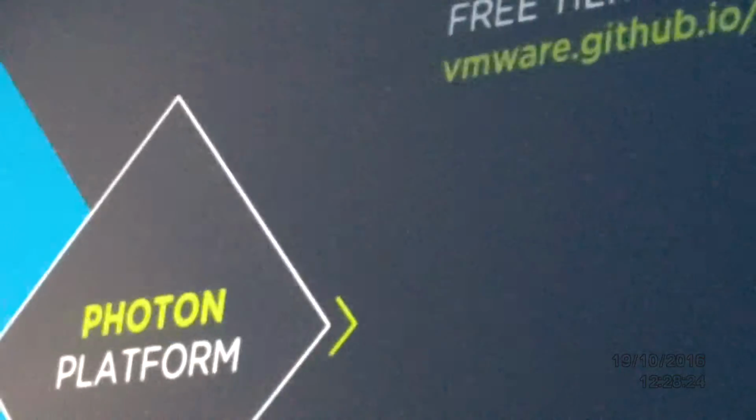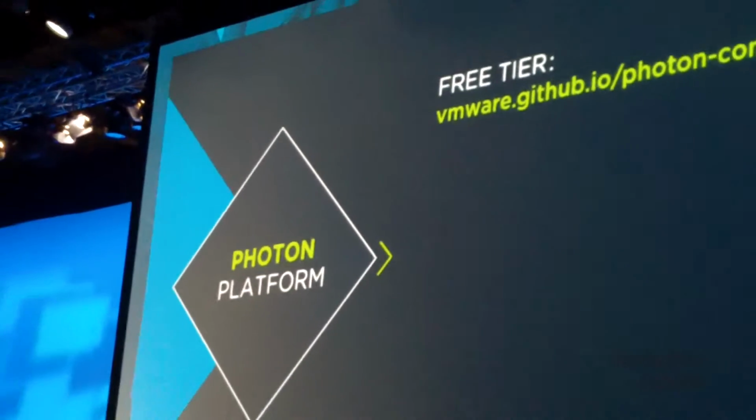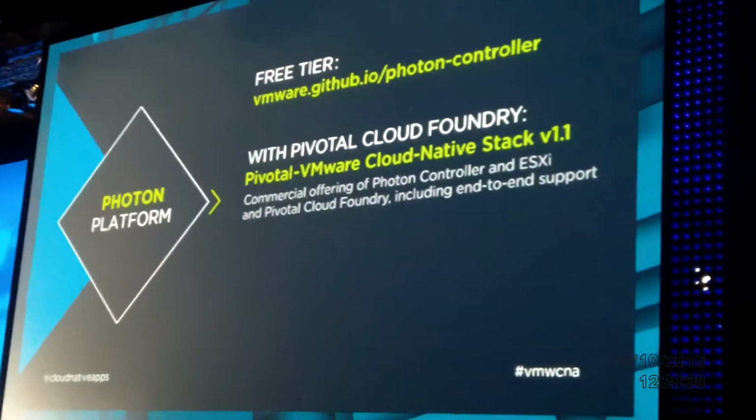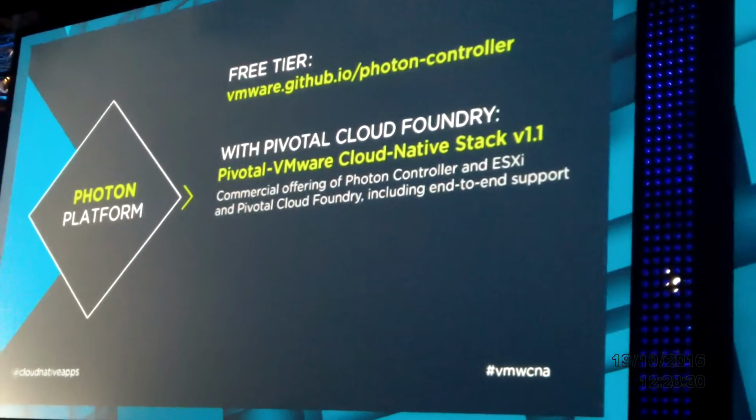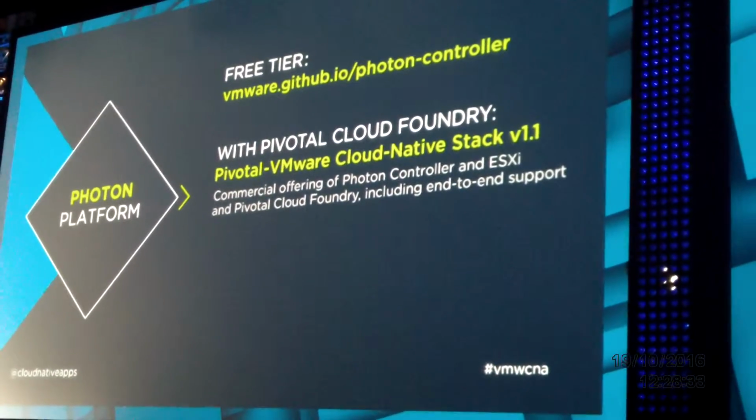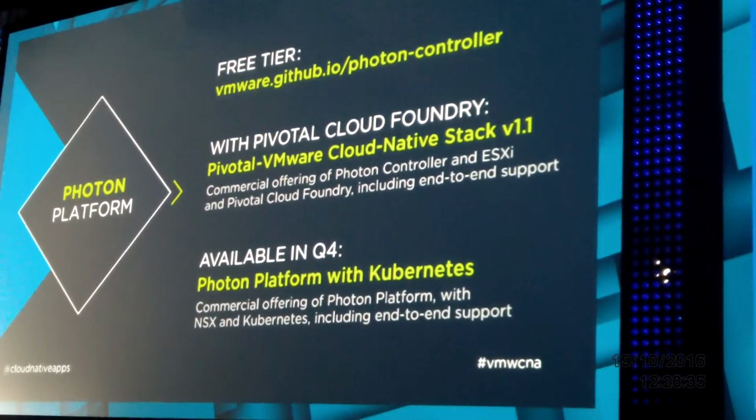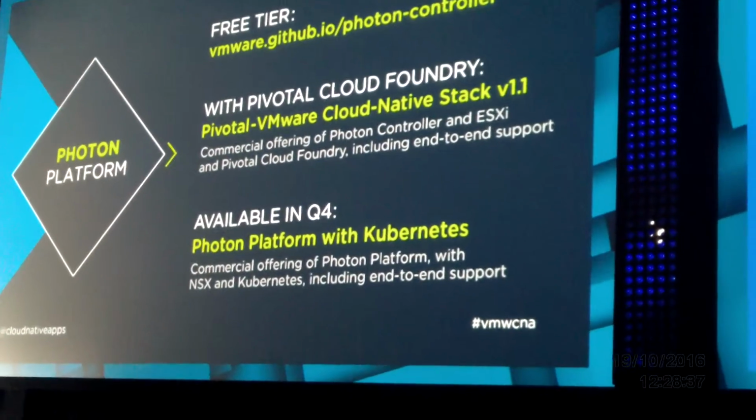So now we have three different editions of Photon Platform. We have the free tier, which we already talked about. We have a new version of the Pivotal VMware Cloud Native Stack coming out this quarter, version 1.1. And we have a new edition, Photon Platform with Kubernetes and NSX with end-to-end support.